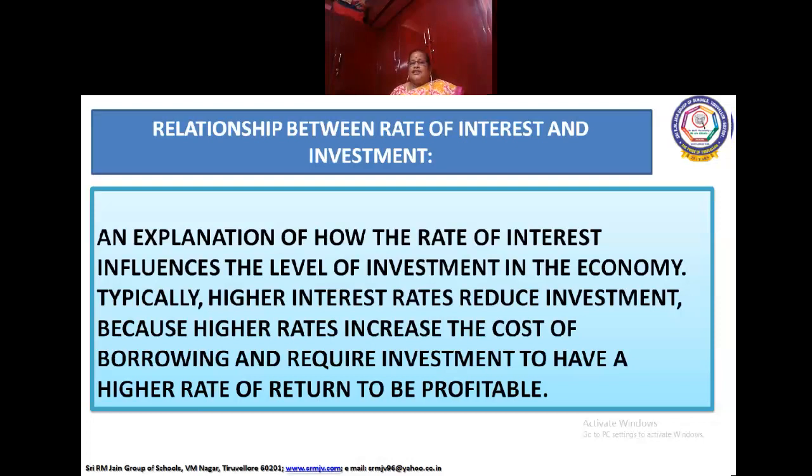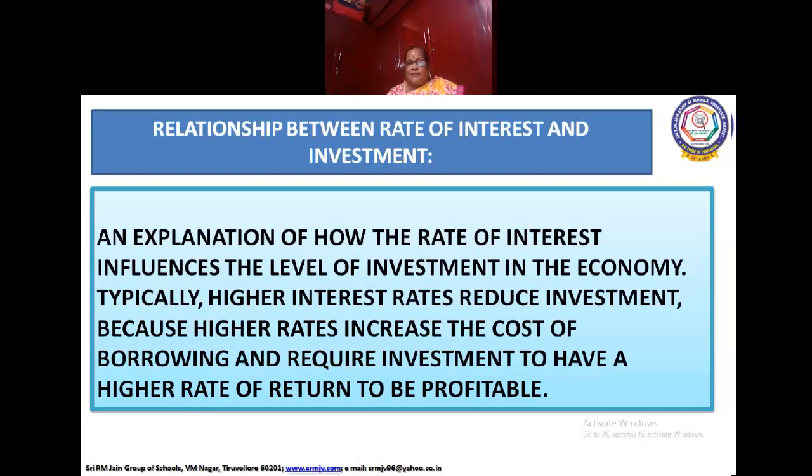Let us see the relationship between the rate of interest and investment, and how the rate of interest influences the level of investment in the economy. Typically, a higher interest rate reduces investment. It is very, very important for you to note. Higher interest rate reduces investment. Why? Because a higher interest rate increases the cost of borrowing and requires investment to have a higher rate of return to be profitable. Okay? It's very, very important, children, for you to understand the relationship between the rate of interest and investment.